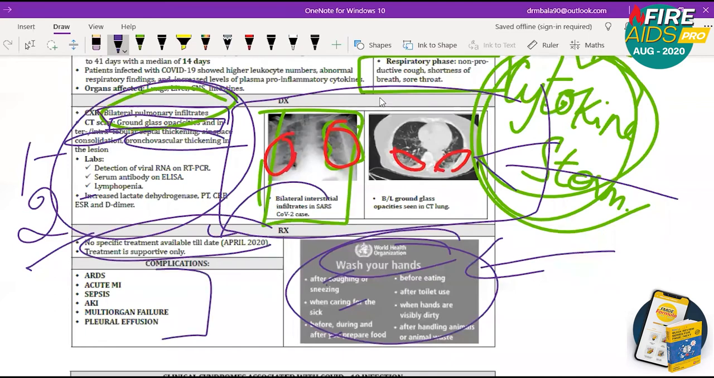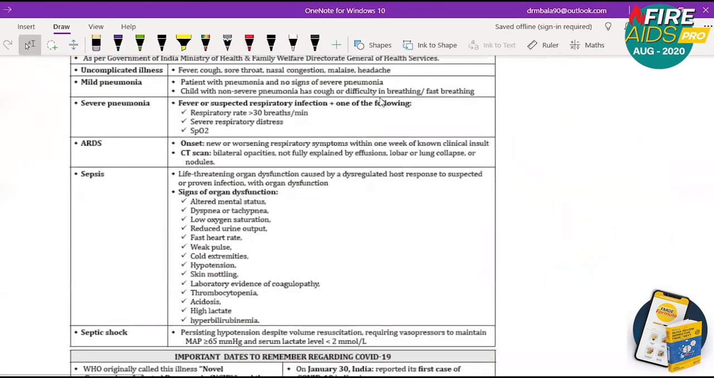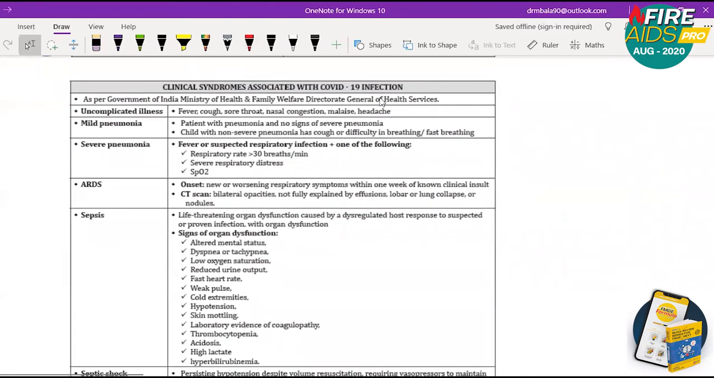But the complication is important. There are several complications: ARDS, acute MI, sepsis, AKI, multi-organ failure, pleural effusion, out of which I would focus on ARDS. And I would strongly say this might definitely appear in your exam. ARDS might definitely appear sooner or later. ARDS is somewhere they would focus on. So I think that is very essential. Is everyone clear with COVID? Yeah, very good.